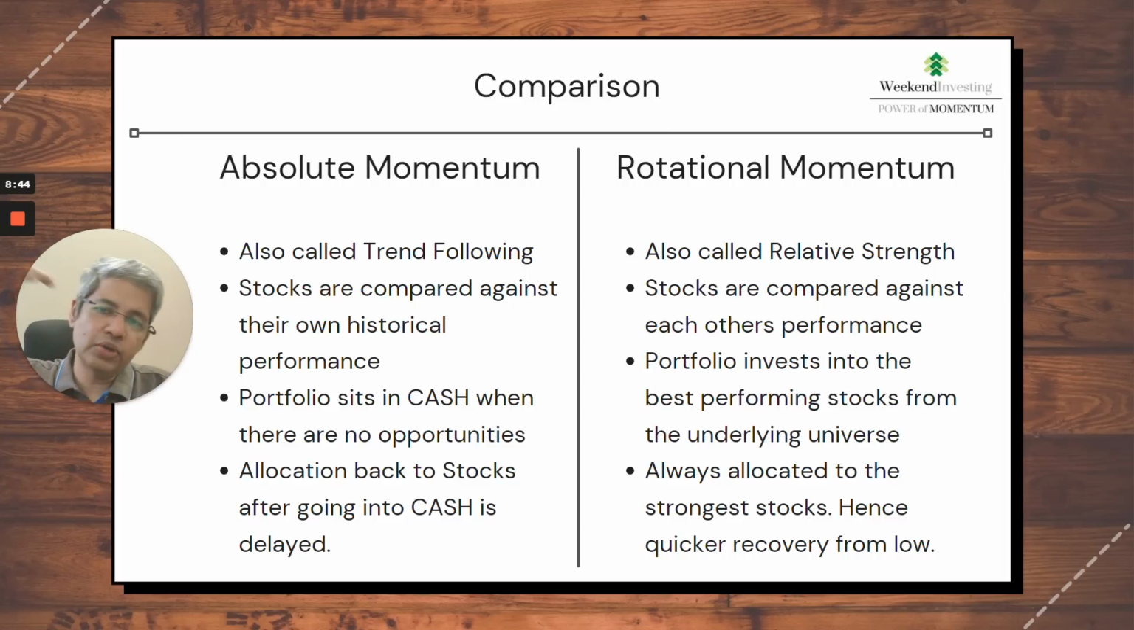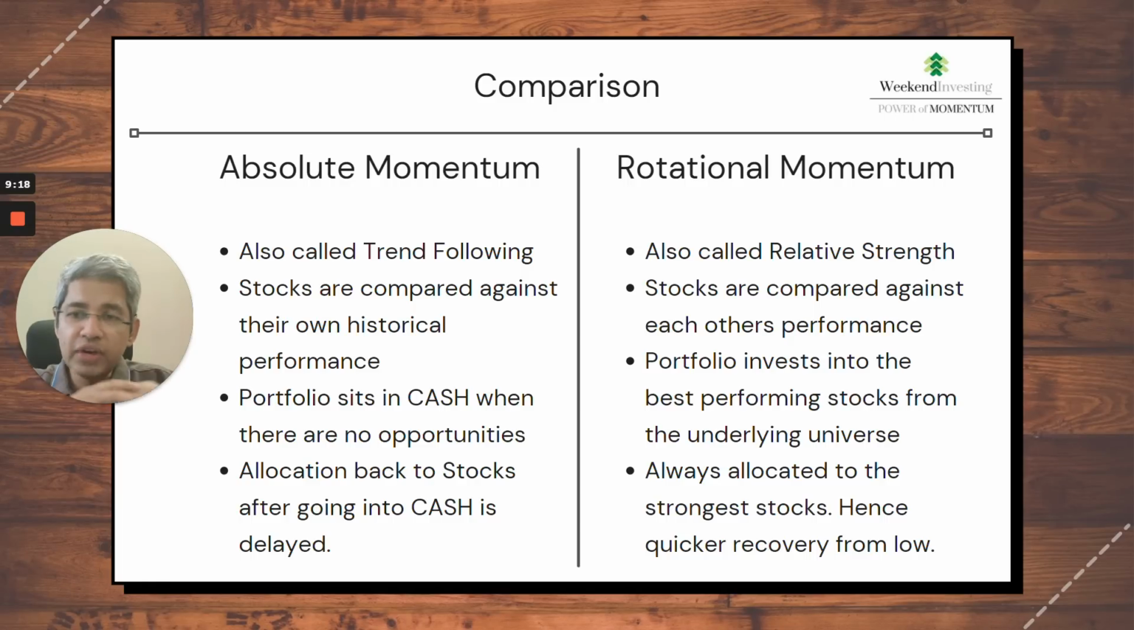So the market may be going down for the entire, let's say, 3 months, but you may be in the strongest of that weakest pack, or the weakest index or the weakest market. So you will still outperform the overall index, even though you may be going down, right? As mentioned on the slide, the portfolio invests into the best performing stocks from the underlying universe regardless of their absolute position, and you are allocated to the strongest stocks.